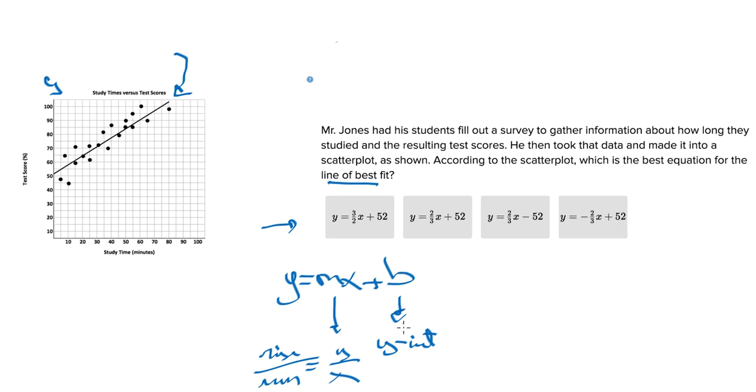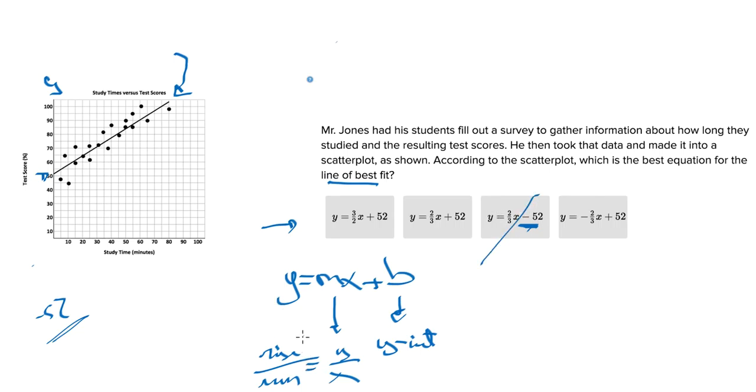Now, the y-intercept here seems to be somewhere above 50. Each of these has a 52, so it's likely that it's a 52, but it's not going to be a negative 52. We're not going to have something way below 0 here, negative 52, crossing the y-axis. It's a line, so it can only cross the y-axis once. We're going to go ahead and get rid of that answer choice right away then.